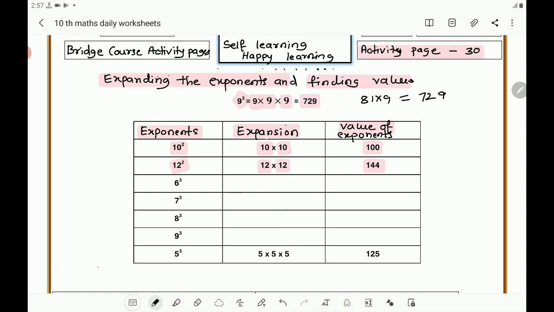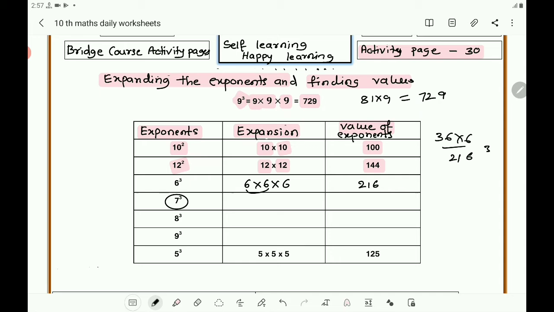Then 6 cube. 6 cube, 3 times 6, that is 6 into 6 into 6. 6 into 6 is 36. 36 into 6: 6 sixes are 36, 6 threes are 18 plus 3, 21. Then it is 216.